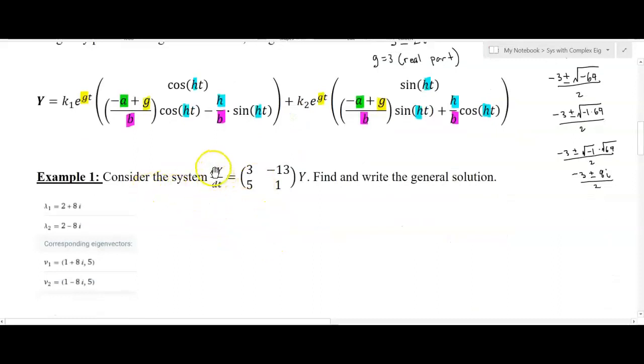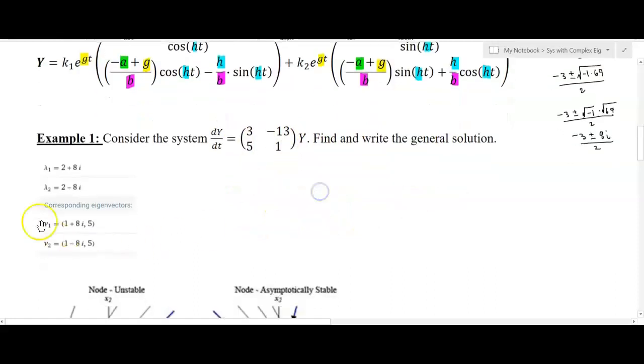Here we have dx/dt is 3x minus 13y, dy/dt is 5x plus 1y. And when we compute the eigenvalues of this, we notice that we get lambda 1 is 2 plus 8i, and lambda 2 is 2 minus 8i. Notice that they're identical, except that one has an addition sign, one has a subtraction sign. These are what we call complex conjugates. And they always come in pairs.